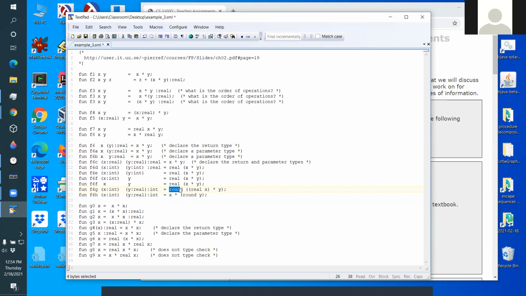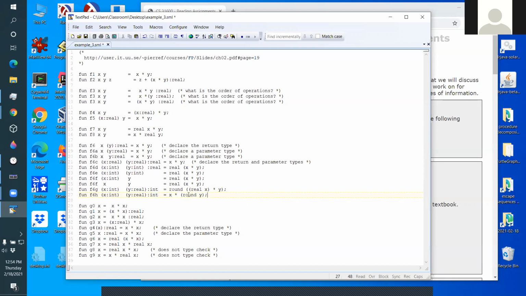There's more than one way to get this signature: int, real, int. x is int, y is real, output int. Here's another way to get the same thing. Here's a product. Product needs to be two ints or two reals. This guy is an int. So that's the product of an int. Now the product of an int needs an int on the right-hand side, but the product of ints is going to return int.